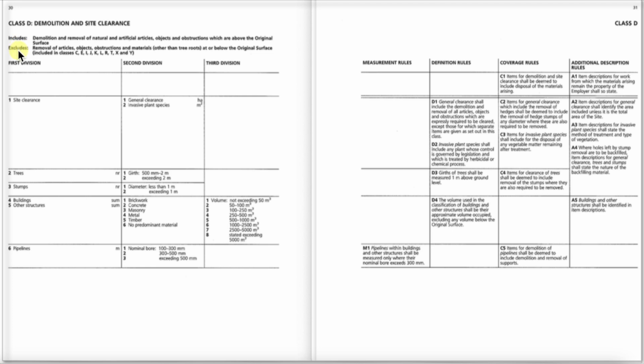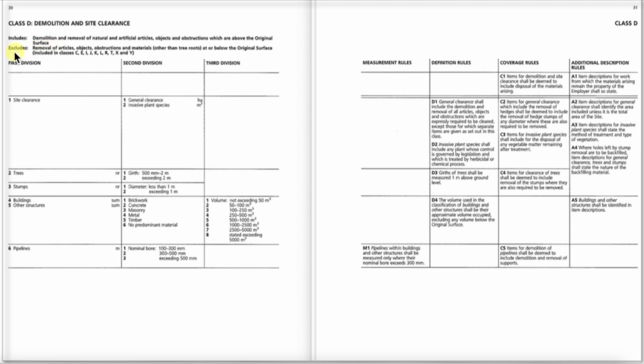Now these are quite important because included in this class is demolition and removal of natural and artificial articles, objects and obstructions which are above the original surface. Now the original surface is defined as the surface of the ground before any construction work starts. That doesn't mean to say it's virgin land. What that means is that the site is as it is, and it may have had some pre-contract work done on it, but that doesn't matter. It's the ground the contract is actually going to be built on.